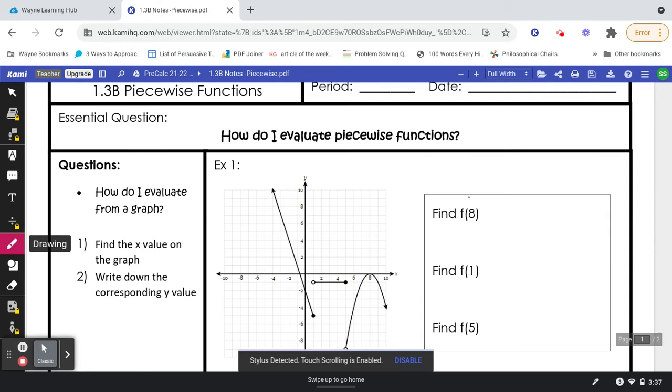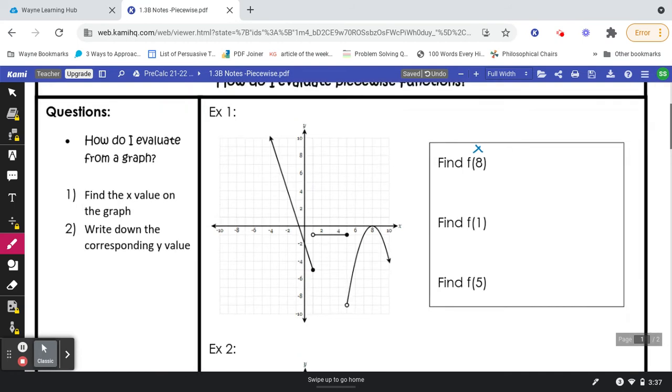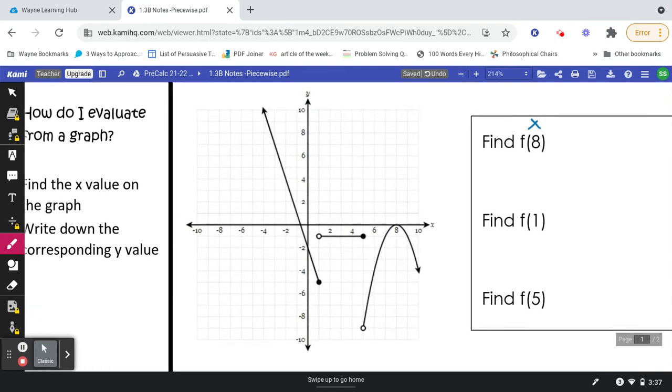So this is going to represent your x value right there, f of 8. And then we just write down the corresponding y value. So for f of 8, 8 would be right here. And we can see that the graph is at 0. So our answer is 0.